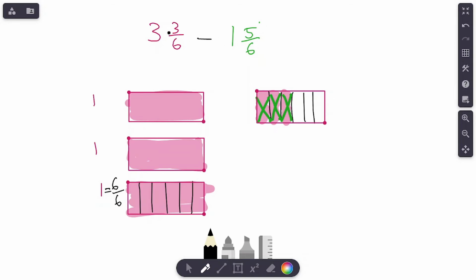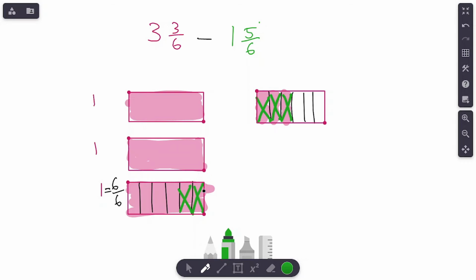When we were drawing this, we were drawing 3 3/6. So these whole models can be broken into 6. Okay, and that's what we did. So we have subtracted 3/6 so far. We need to subtract another 2/6. So there's 4/6, and there is 5/6. Okay, 1/6, 2/6, 3/6, 4/6, and 5/6.